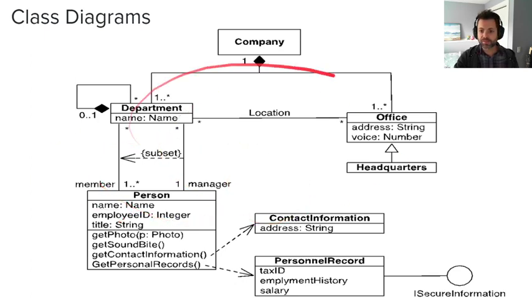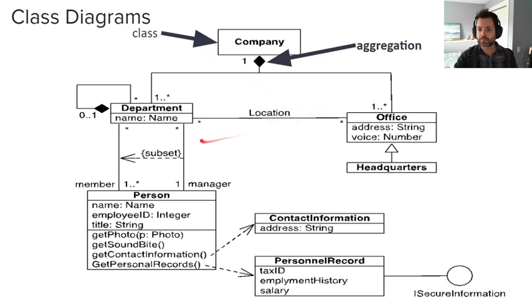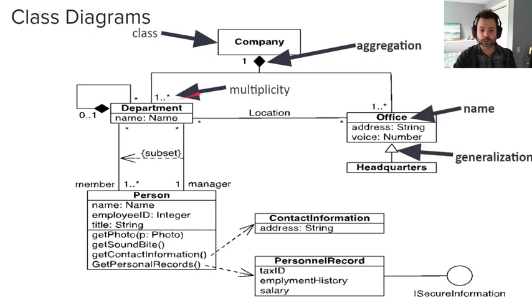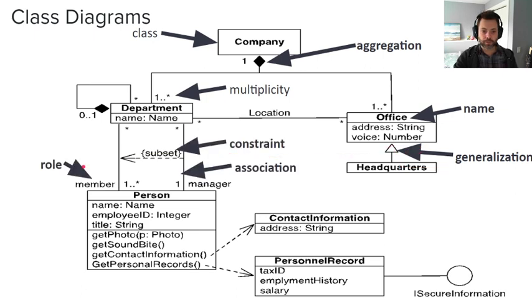If this doesn't make sense, or if you have any questions, please feel free to pop it into the chat and I will answer them as I see them. Oh, I've got some pop-ups here too to help. So again, we have our multiplicities. Asterisk is any, or number dot dot asterisk is a range. The name of the class goes in the top. Then you have your generalization here.